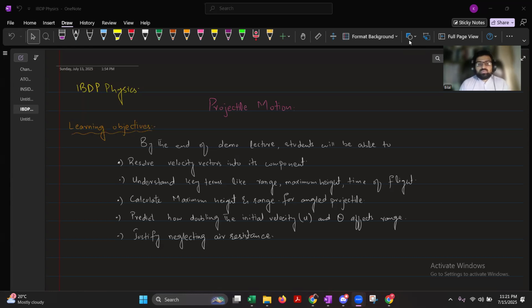First of all, I will go through some of the objectives that we will cover in this demo lecture. First, we will build a basic understanding of projectile motion, and then we will talk about different vectors: what will happen to the velocity vector, how the acceleration vector will behave, and how force will behave in this whole motion. Secondly, we'll talk about some key terms that we have to understand, which are range, maximum height, and time of flight.